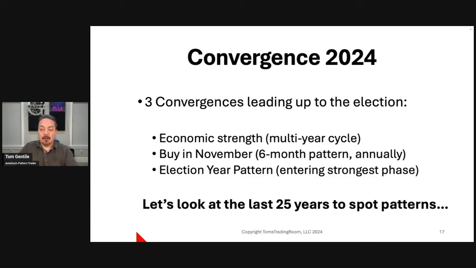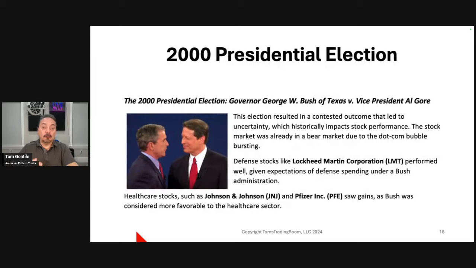I want to talk about the last 25 years to spot these patterns. This is how my research began. So I went back to the millennium, to the beginning of the year 2000. And we had a presidential election between George W. Bush and Vice President Al Gore. So Vice President Al Gore is looking to get a promotion. George W. Bush was a governor looking to get into the White House.